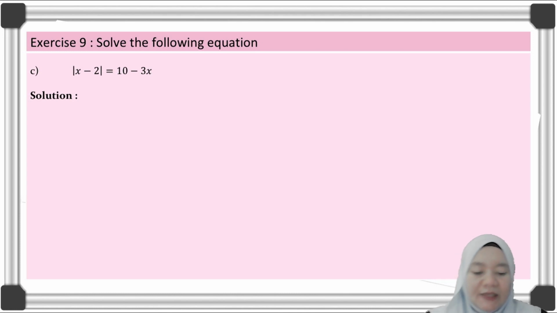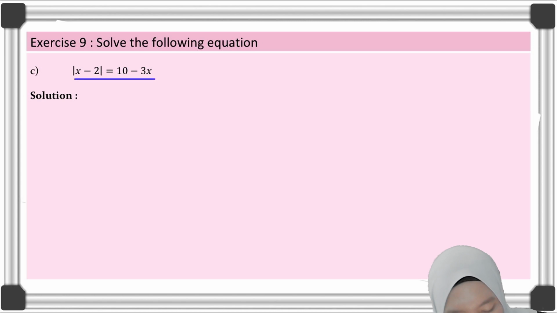Baik. Exercise 9. Saya nak tunjuk soalan yang ini tak ada dalam nota kamu, cuma dia adalah exercise. So saya nak tunjuk soalan exercise 9C, right? Dan alright, so kita tengok solve the following equation. So sekarang saya nak selesaikan soalan exercise 9C. So given that this equation, absolute value of x minus 2 is equals to 10 minus 3x, right?